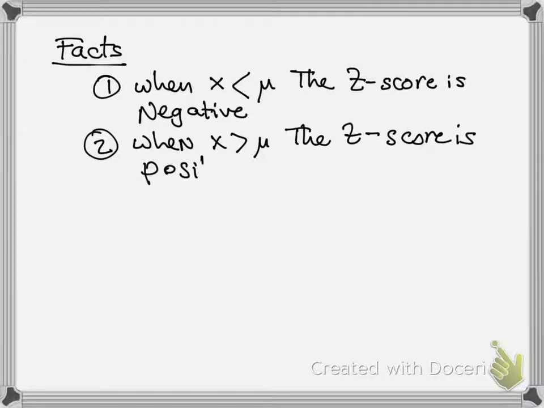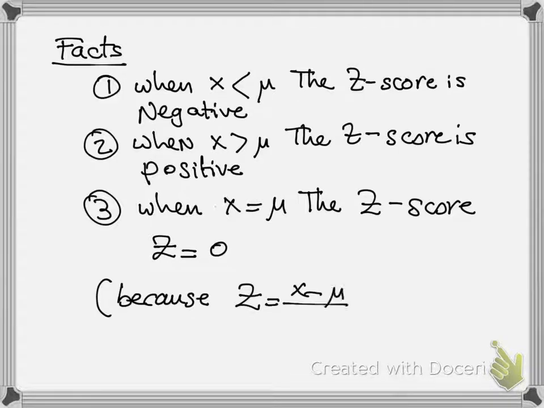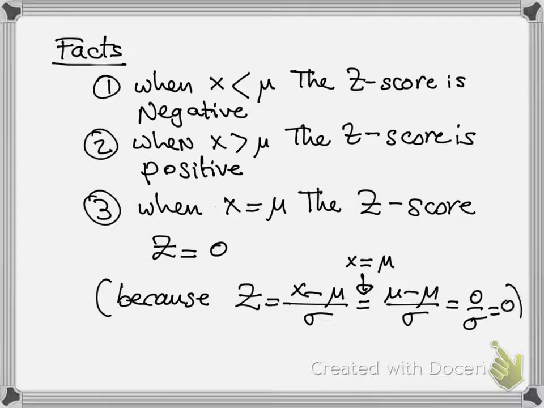And if x is equal to the mean, then the z-score z is actually 0. When x is equal to the mean, the z-score z is equal to 0, right? Because the z-score is supposed to be x minus mu over sigma. So if x is equal to the mean, mu, that's mu minus mu over sigma, so that's 0 over sigma, so that's 0.